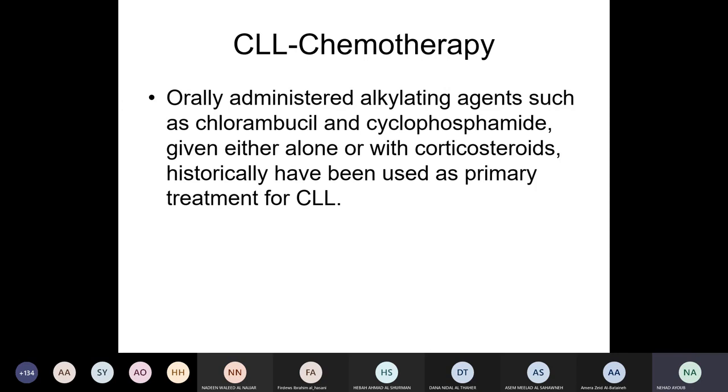إذا بتتذكروا لما حكينا عن الـ ALL قلنا إنه الليمفوسايتس they are very sensitive to the steroid treatment. Okay, steroids are immunosuppressive. They suppress lymphocytes. فبالتالي بالـ CLL الـ best combination هو alkylating chemotherapeutic drug plus a glucocorticoid أو corticosteroid.